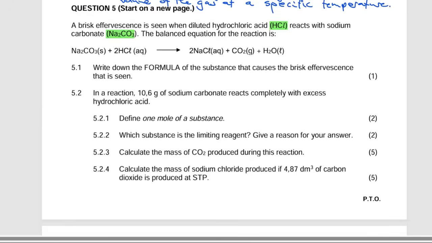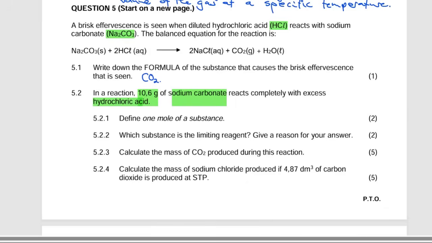Then they're asking us to write down the formula of the substance that causes the brisk effervescence that is seen. The effervescence is caused by the gas, so it's going to be carbon dioxide. The answer is CO2, carbon dioxide gas. Then 5.2 says in a reaction 10.6 grams of sodium carbonate reacts completely with excess hydrochloric acid. So we know our HCl is in excess.